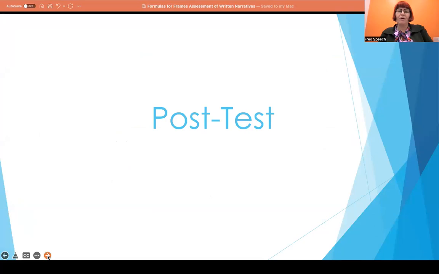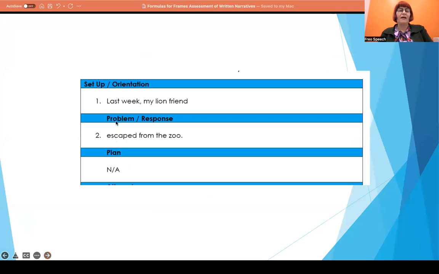Let's have a look at the post test. In amazing contrast, what she's done here is one sentence. Last week, time, my lion friend, character, from the zoo, place, and here's the one word of the problem, escaped.